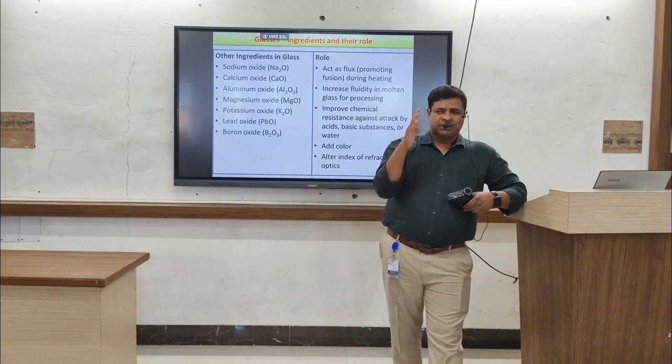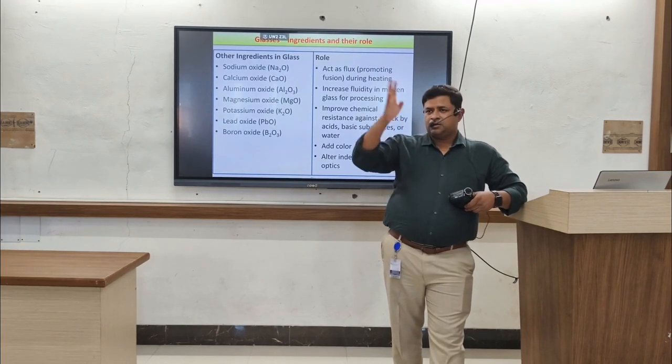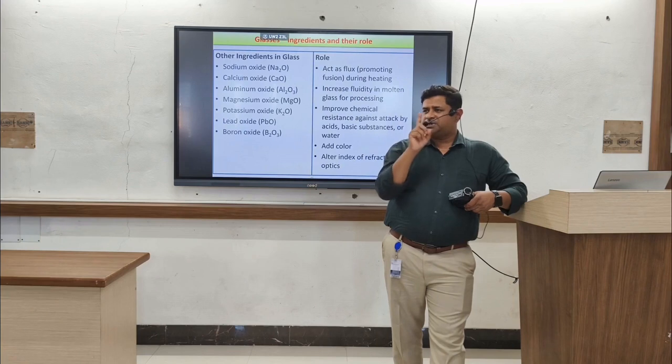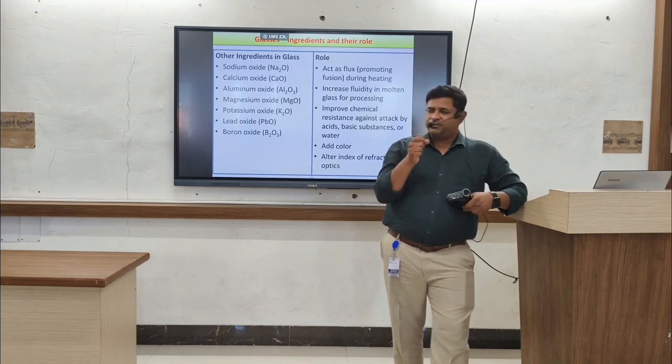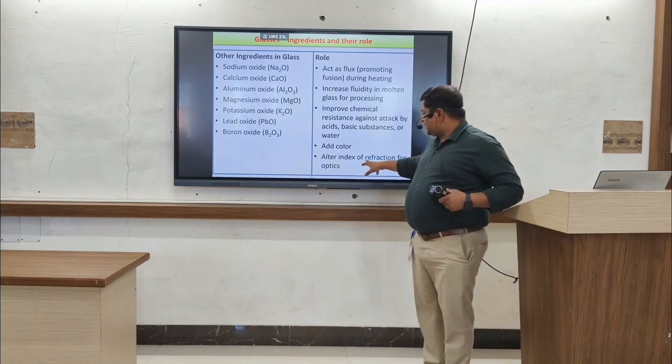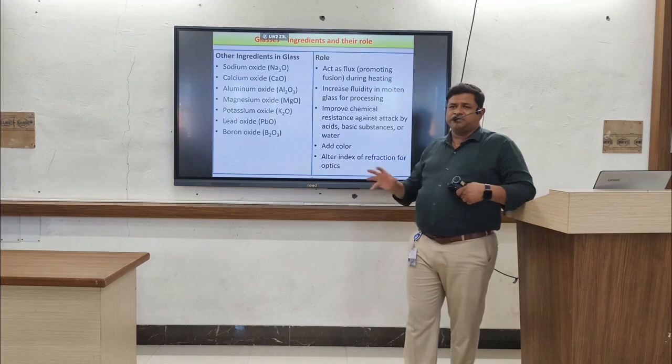So what happens? Those reflected rays may go beyond the scope of that particular objective, and the objective may not collect all the reflected rays from the surface of the specimen. So that is refractive index. Here they will also alter the index of refraction for the optics.